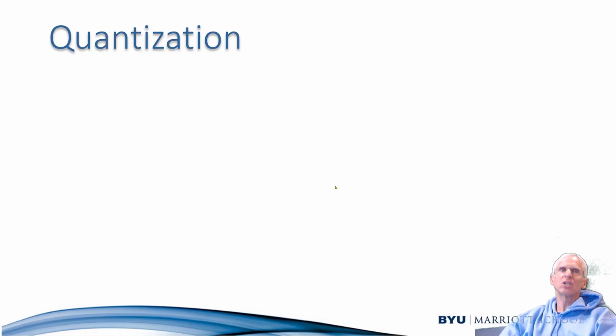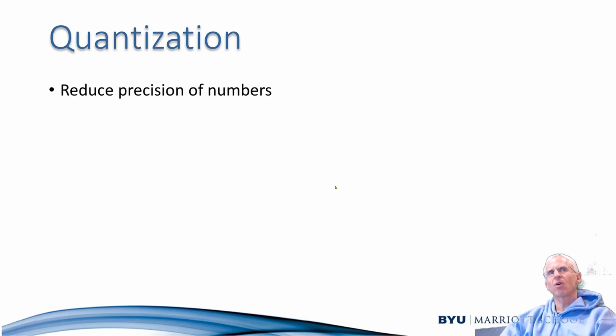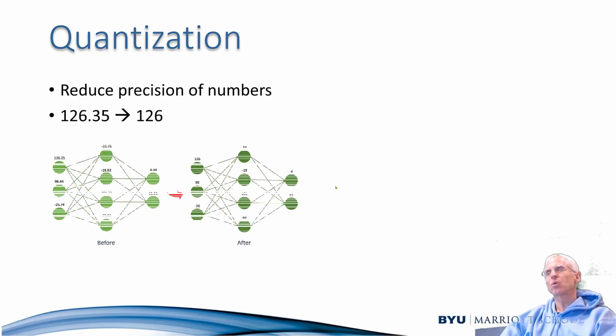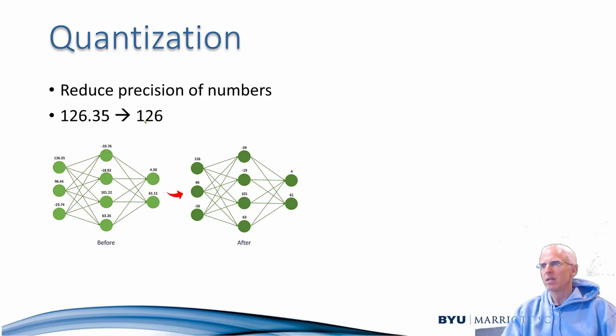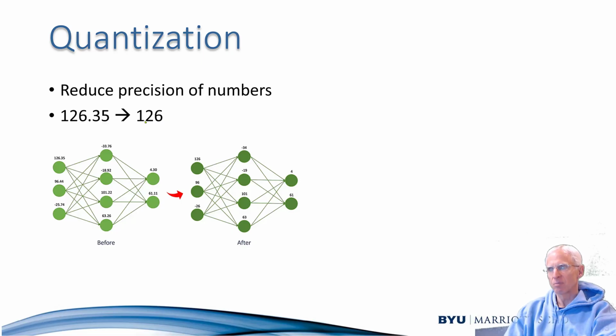One is quantization. Quantization is great. You reduce the precision of numbers. For example, the number 126.35 may be a weight. What you do is, it's actually the weights themselves. Instead of being represented as 126.35, you represent it as 126. So you have less precision in your numbers. The advantage is that you can cram more numbers into a certain amount of memory, and so it can actually be faster.